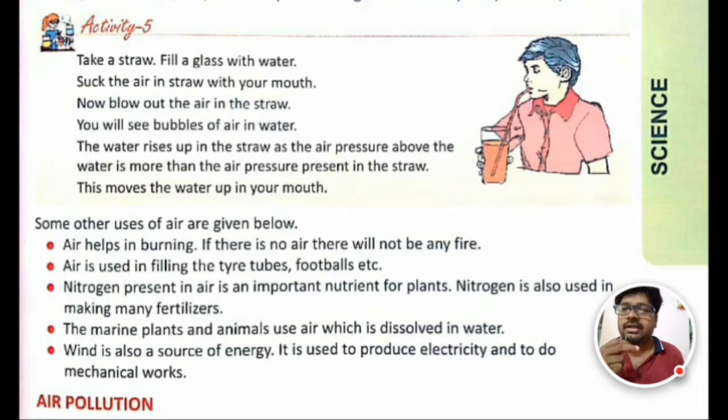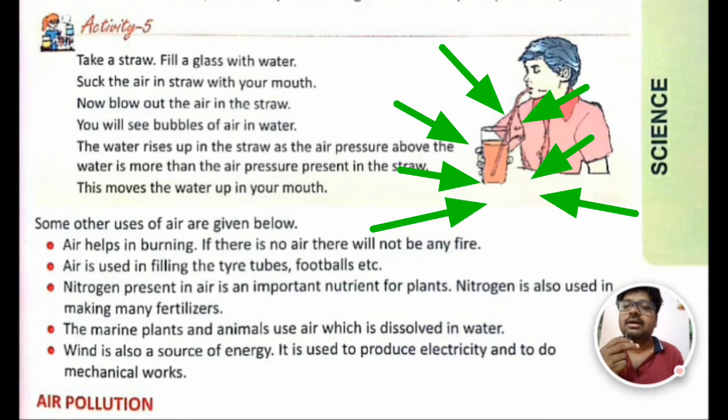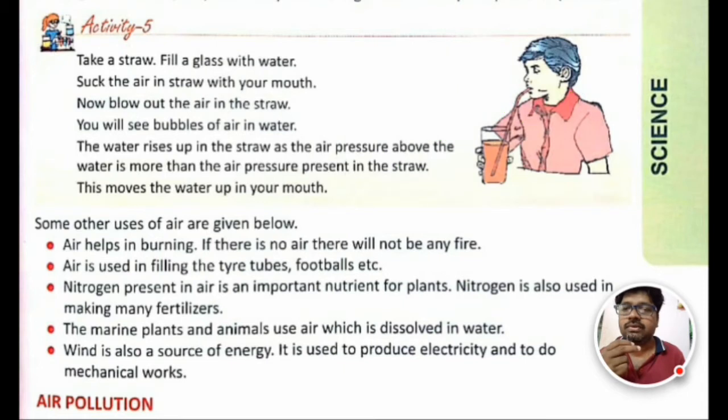Next. The water rises up in the straw as the air pressure above the water is more than the air pressure present in the straw. Students, the water rises up in the straw as the air pressure above the water is more than the air pressure present in the straw. This moves the water up in your mouth.